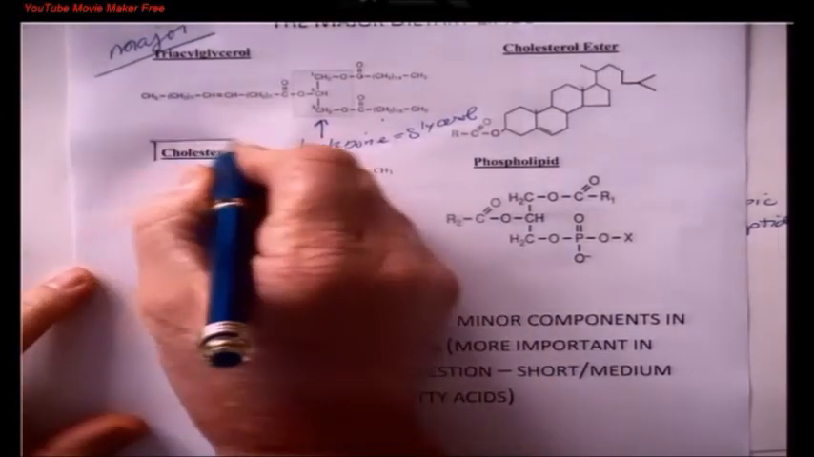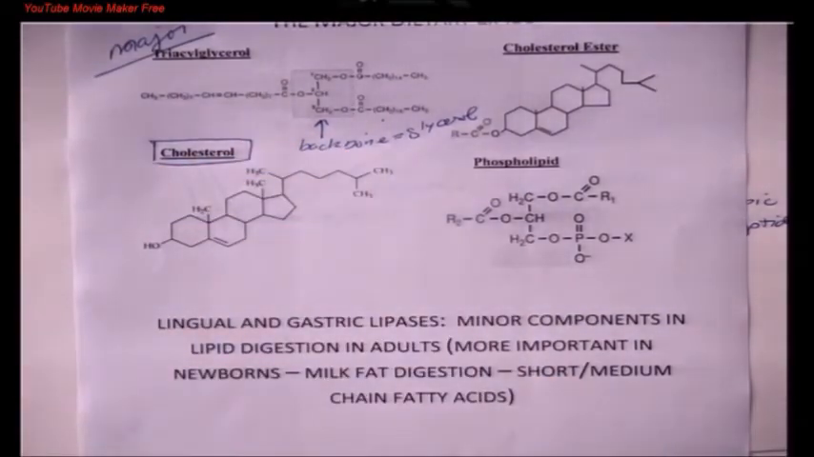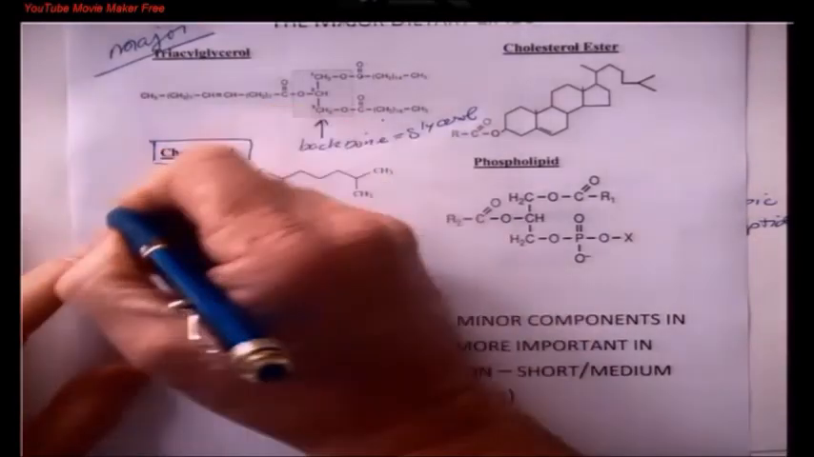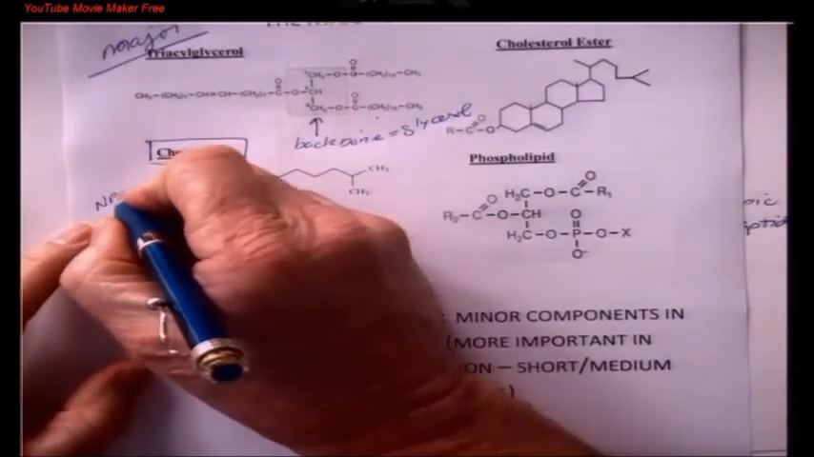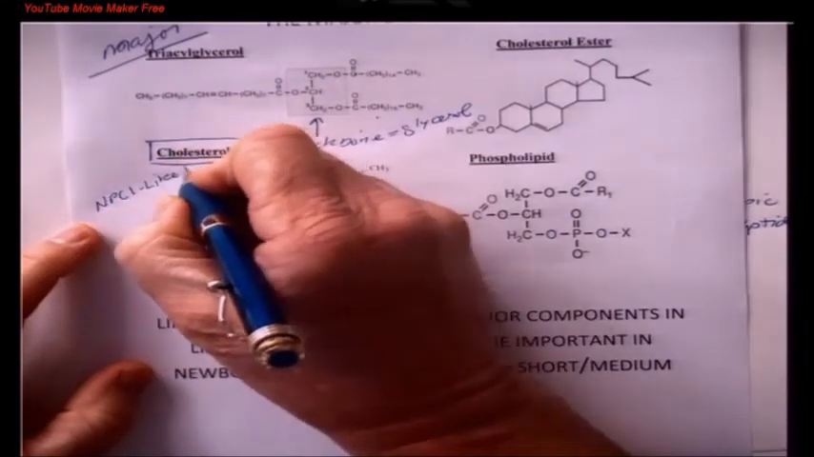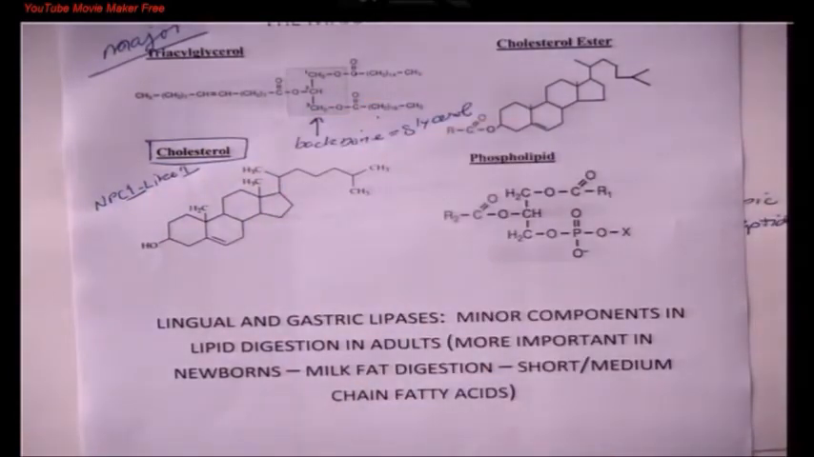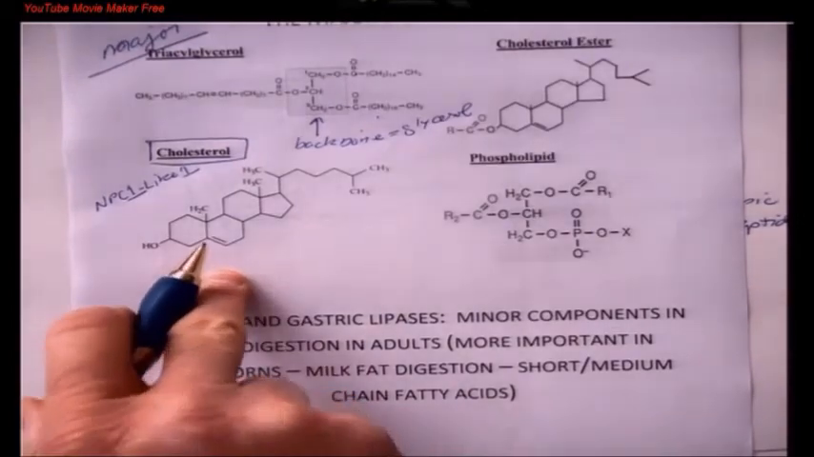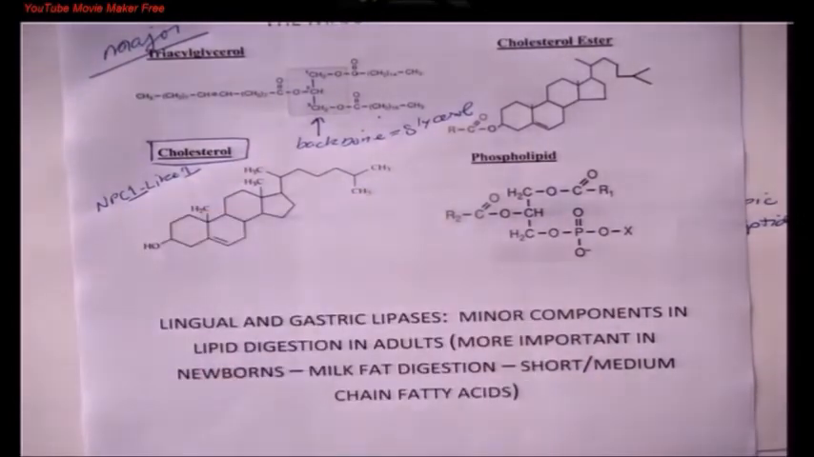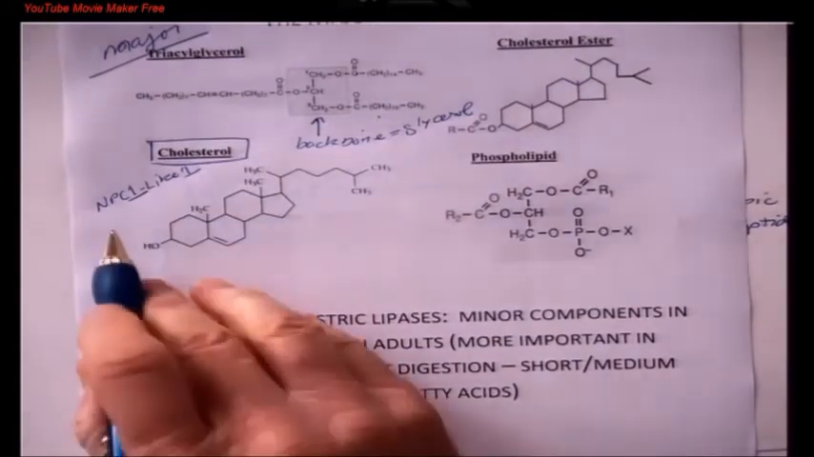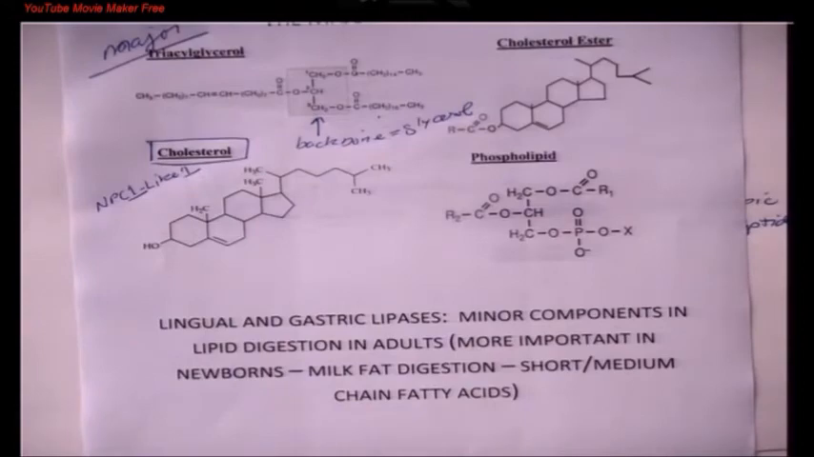Here's our cholesterol molecule. We know we get that in the diet. We'll talk more about this in pharmacology of cholesterol management, but there's a transporter called NPC1-like1. I didn't name it. I would never have named it that way. I'd call it a cholesterol transporter. It actually comes from Niemann-Pick disease. NPC1L1. This is the transporter in the intestine for cholesterol. We'll talk more about that when we talk about pharmacology, because this is a wonderful target for anti-cholesterol drugs.